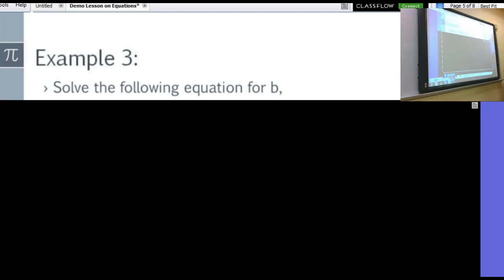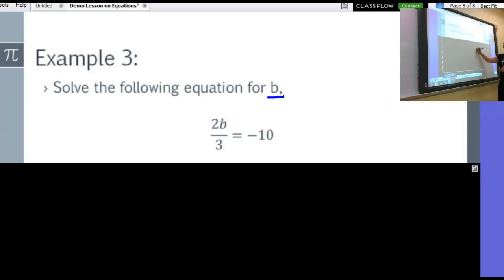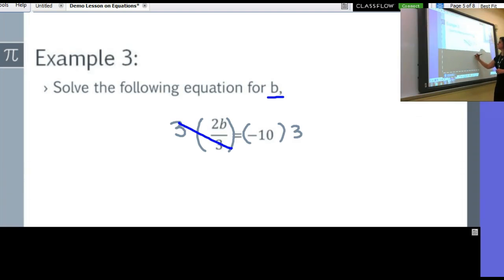And example 3. This time we're asked to solve for letter b. So we have 2b divided by 3 equals -10. So we're going to use those inverse operations to solve for b. So I'm going to get rid of this division right here first. So in order to do that, I'm going to multiply both sides by 3. That will cancel out my division and leave me with 2b equals -10 times 3, which is -30.